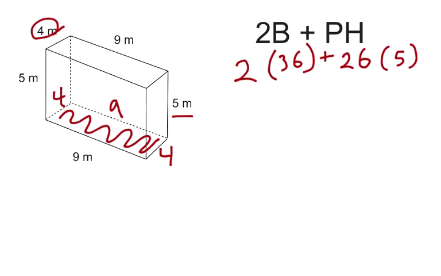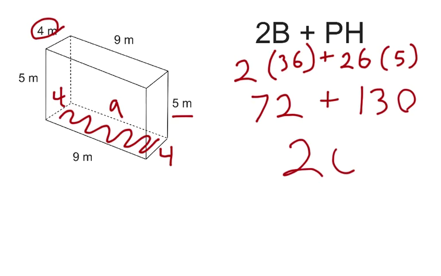Okay? Now I'm just going to punch that. You can punch that right into your calculator or do it by hand, either way. 2 times 36, 72. Plus 26 times 5 is 130. Okay? Now I'm going to combine these two. 72 plus 130 is 202. And then I also need to label, and we're using meters. So it's going to be meters, since we're finding area, is always going to be squared. Okay? Good. Moving right along.